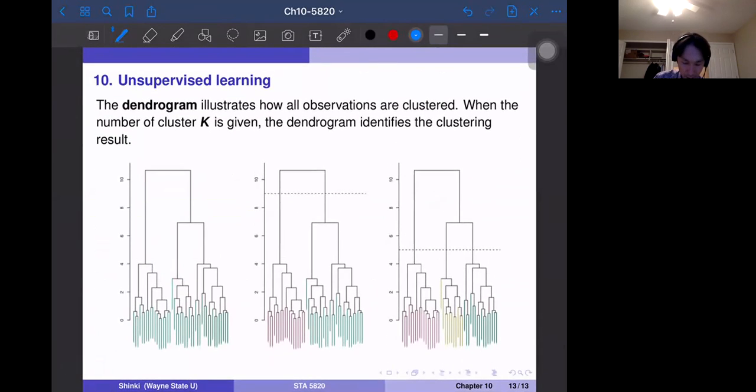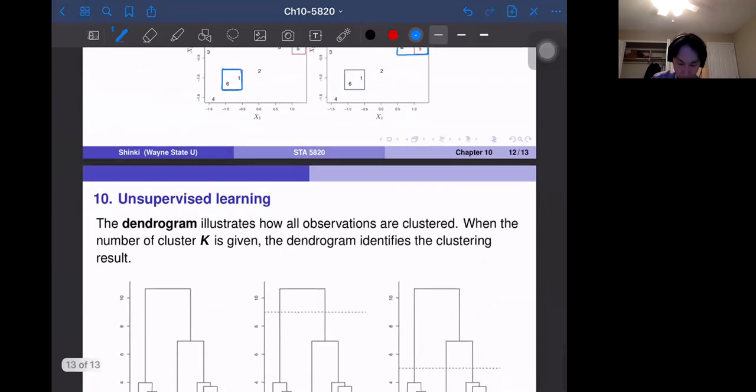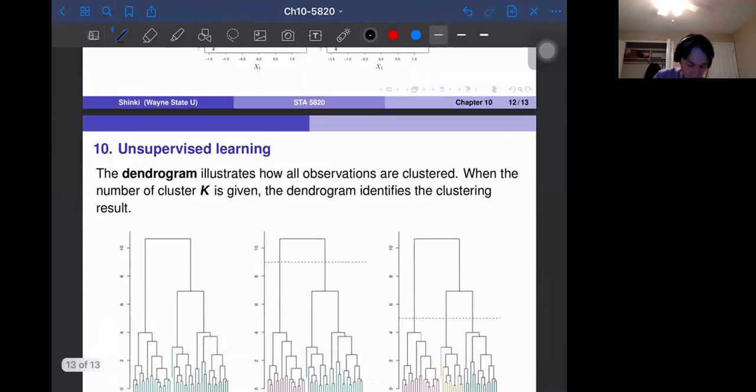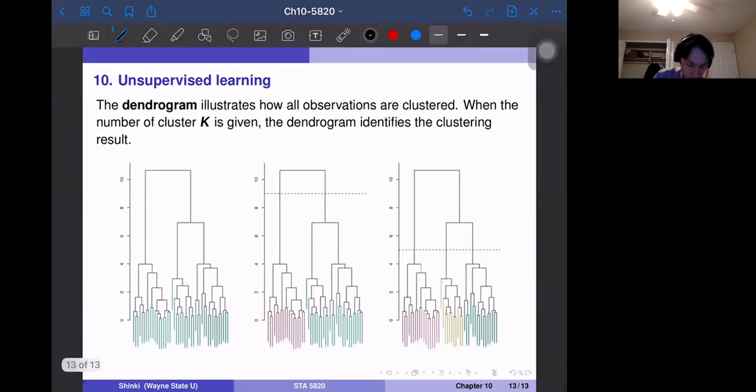This is, I think, a different example. First, we group 5 and 7, so we have 5 and 7 here. Then we have 8 here. And before that, we have 1, 6, and so on. If we continue, we can make this so-called dendrogram.